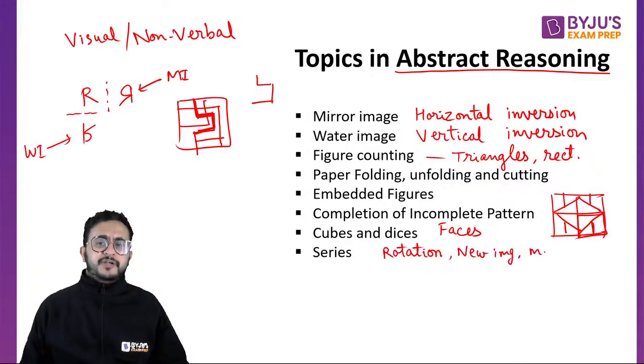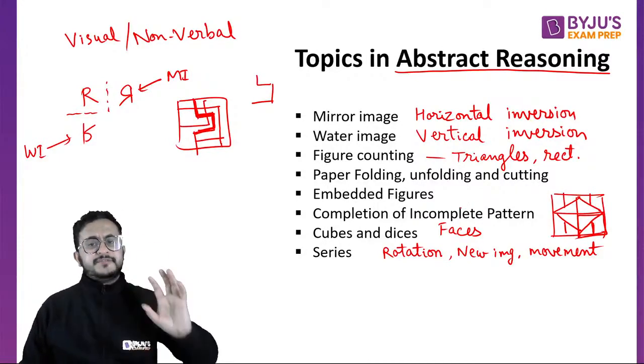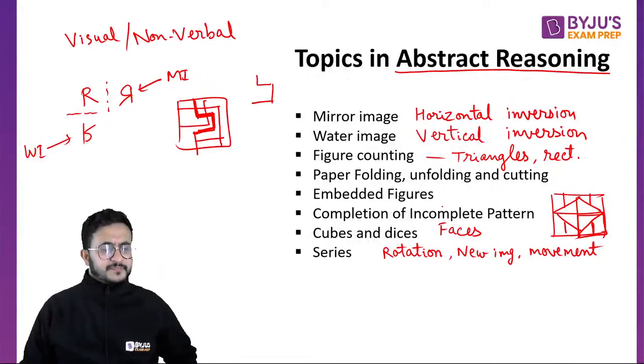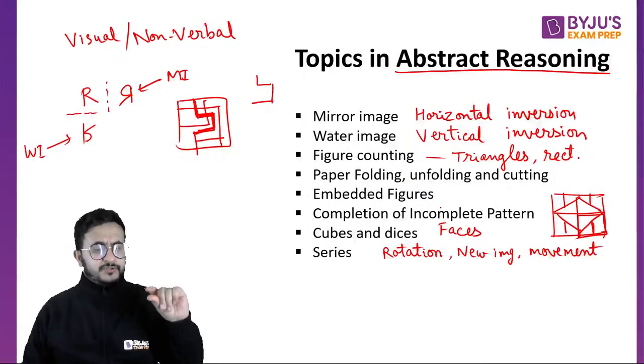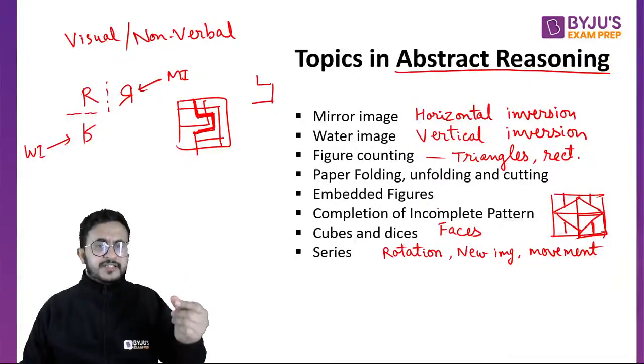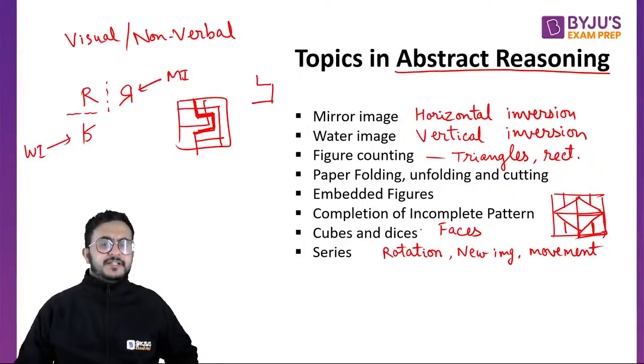Or some other movement of figures. And then you have to form a series. They will give you 4 images and ask you what is the fifth image in the series. Based on the logic, you have to understand the pattern between two images, like first and second, what is the change, second and third, what is the change. So that applying that change, you have to find the next figure in the series.